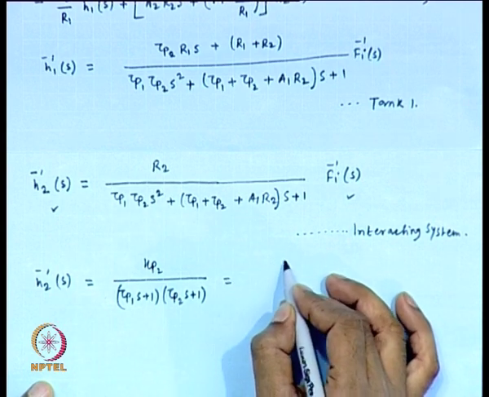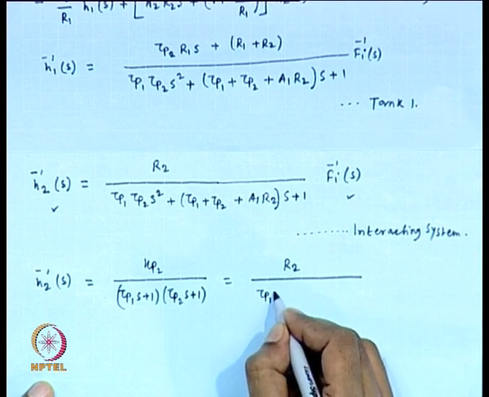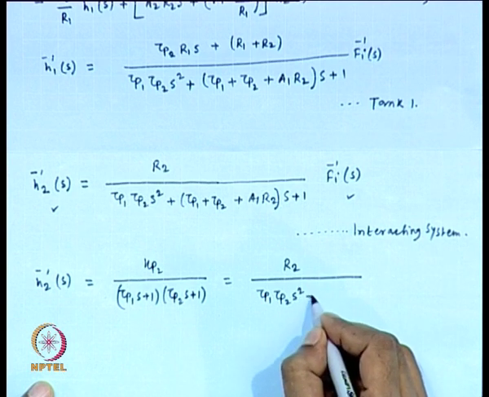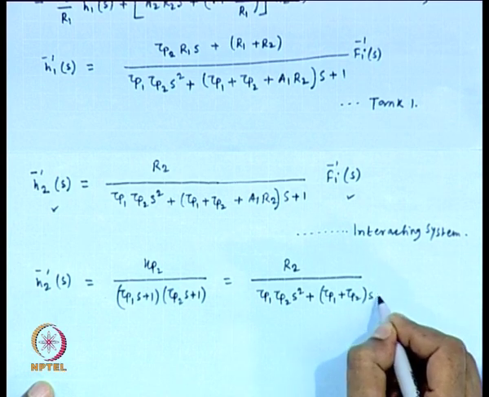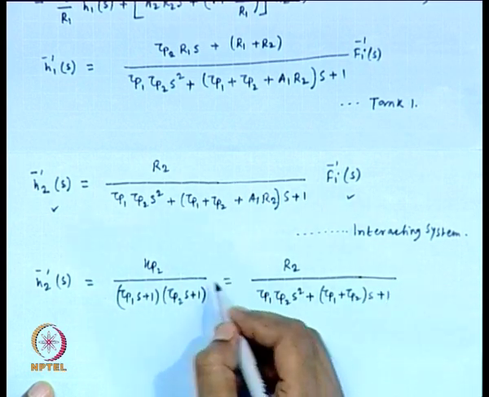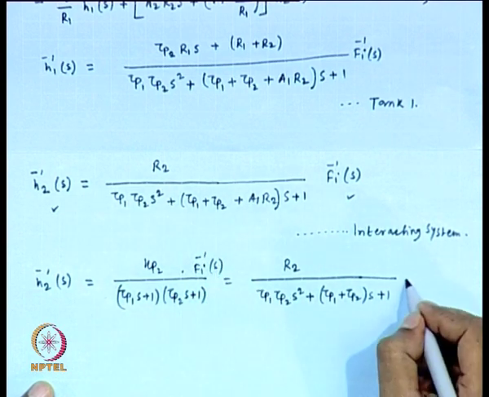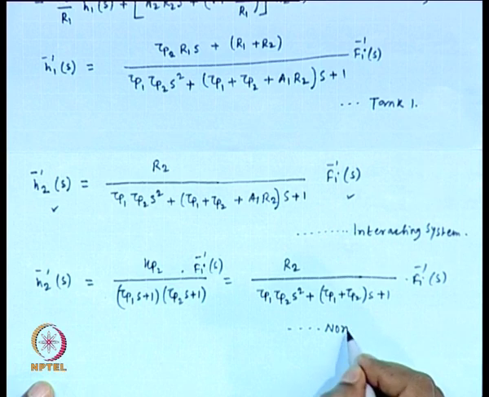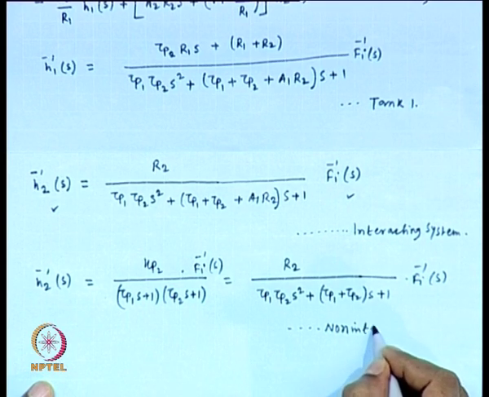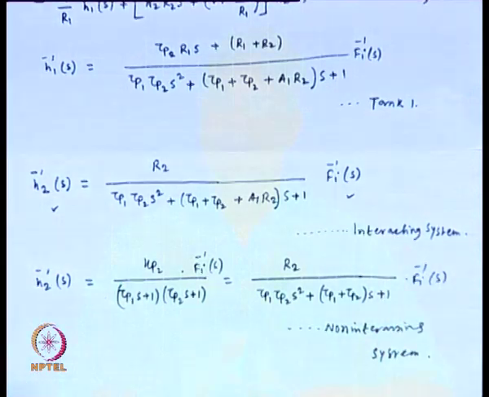So, we can write this as R2 divided by tau p1 tau p2 s square plus tau p1 plus tau p2 s plus 1, sorry, it will be multiplied with Fi bar prime s. So, Fi bar prime s, this is the overall transfer function for the non-interacting system. Can you compare these two overall transfer functions?